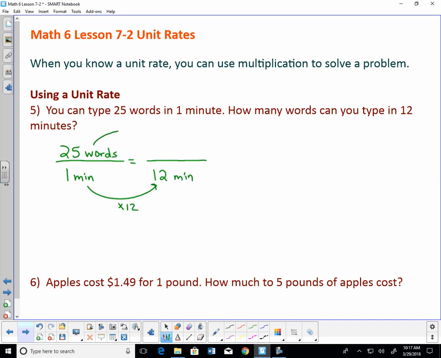So I will take my 25 and I will multiply that by 12. 2 times 5 is 10, 2 times 2 is 4, plus 1 is 5. 1 times 5 is 5, 1 times 2 is 2. That will give me 300 words in 12 minutes. All I did was compare. How did I get my 1 minute to 12 minutes? I multiplied it by 12. Whatever you do to the bottom part of a fraction, you need to do the same thing to the top part of the fraction. So I took my 25 words, multiplied it by 12, and that gave me 300 words. So I can type 300 words in 12 minutes.